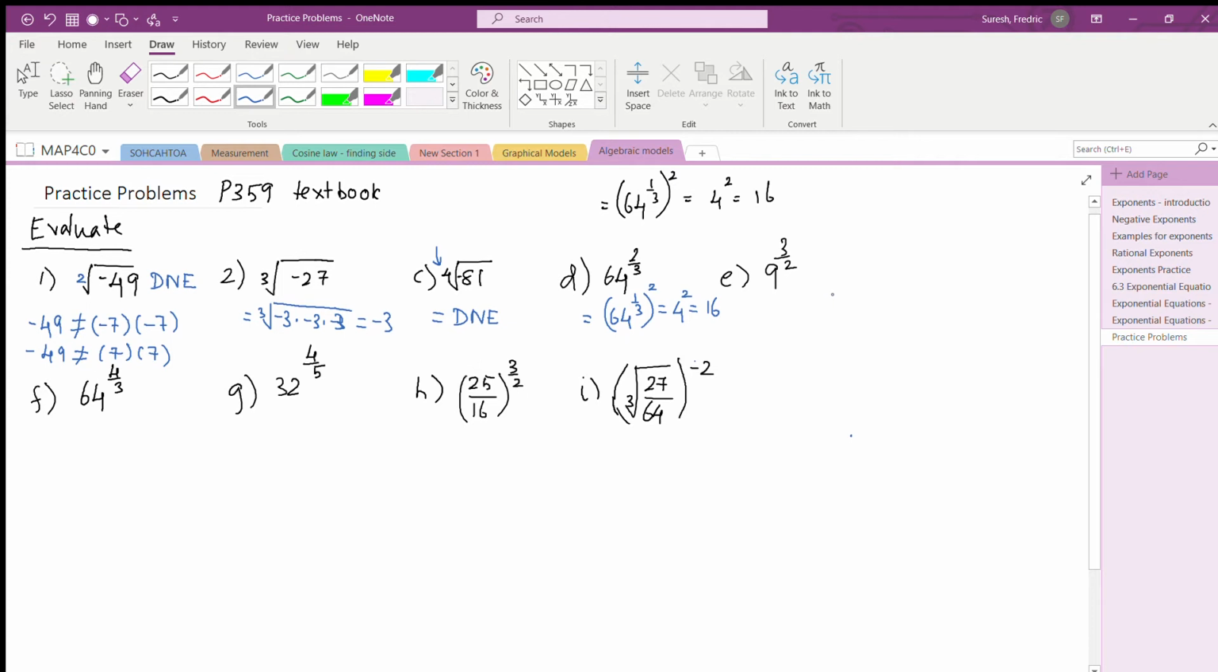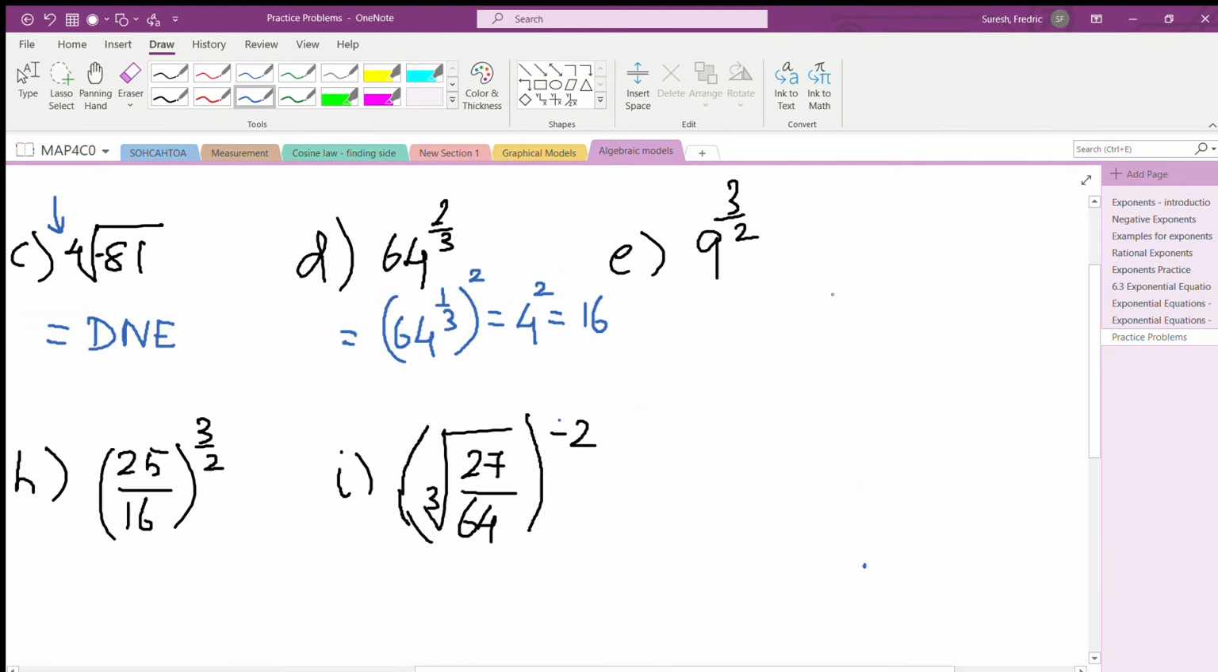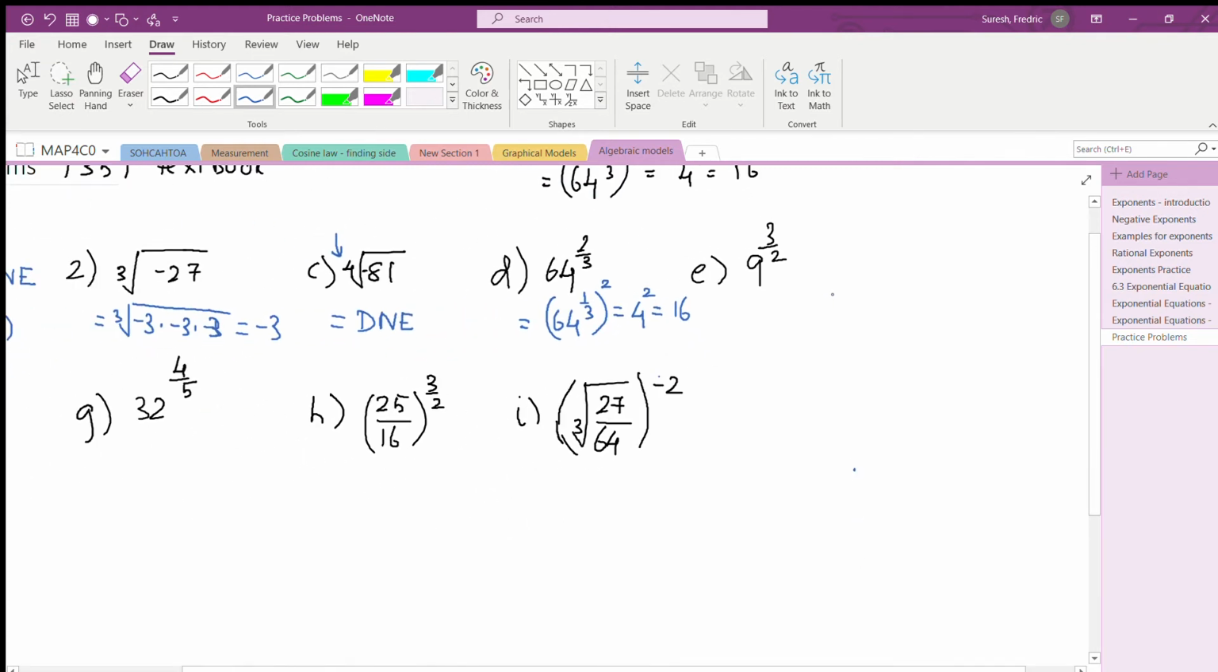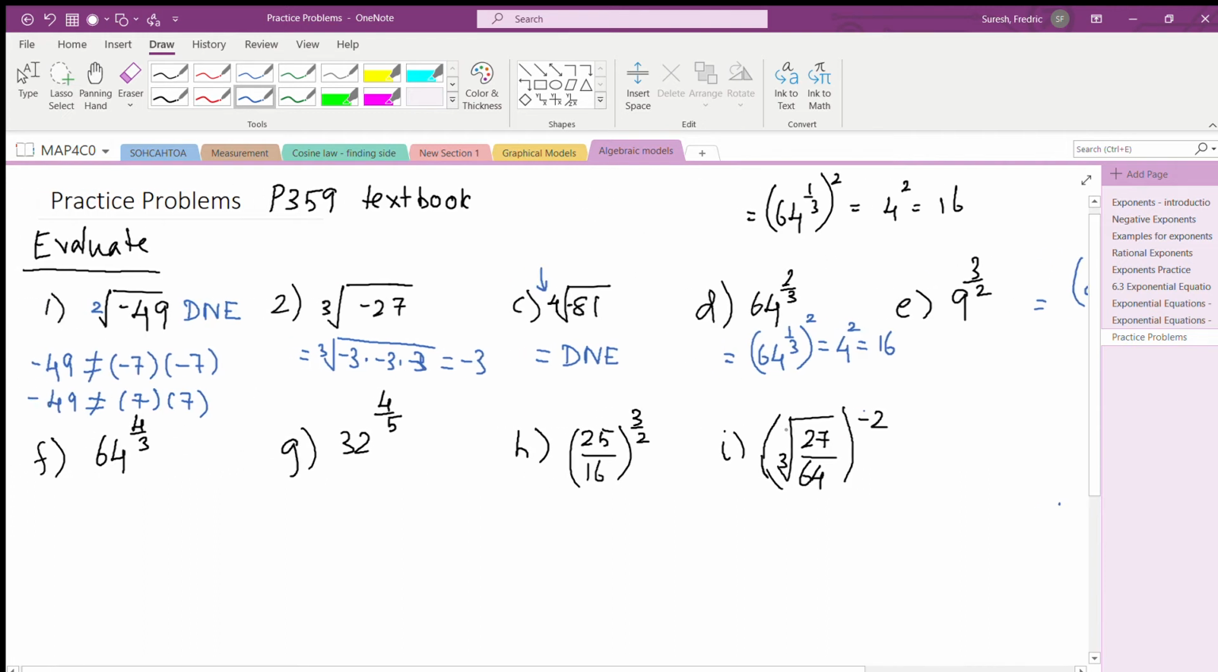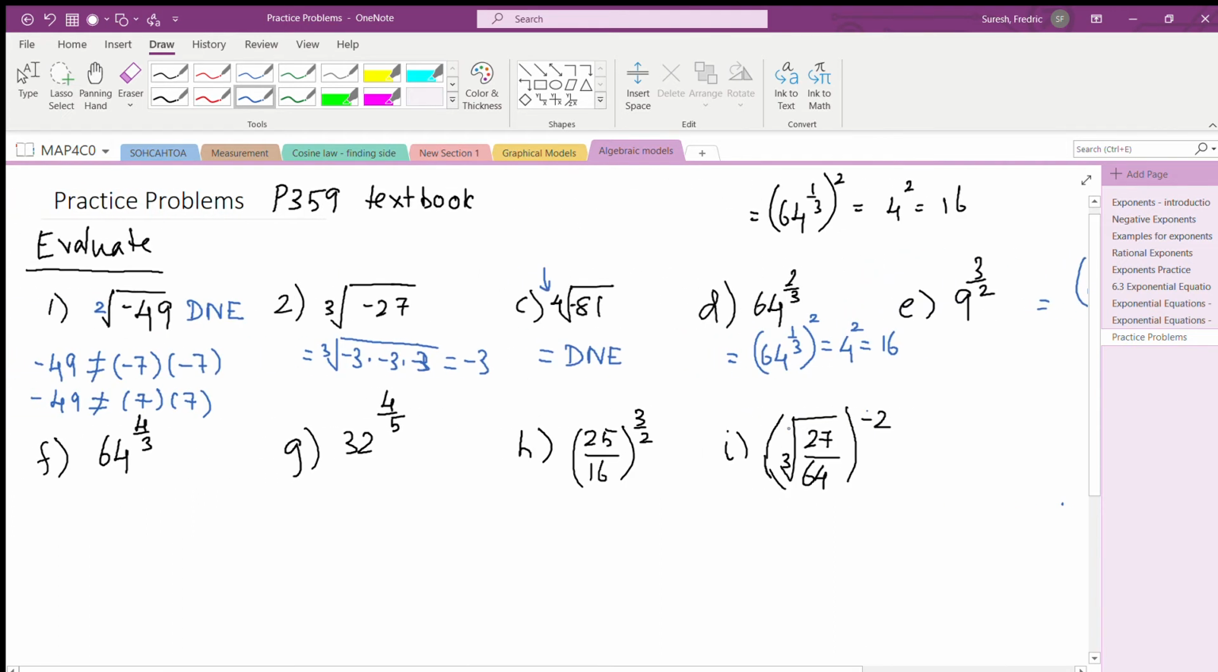So what about 9 to the power of 3 over 2? Again, let's do it in stages. So we have 9 to the power of half, that is from the denominator here, to the power of 3. So you have 9 to the power of half is really the square root of 9, which is a 3. And you have 3 to the power of 3. And you're expected to show all these steps to get your final answer as 27.